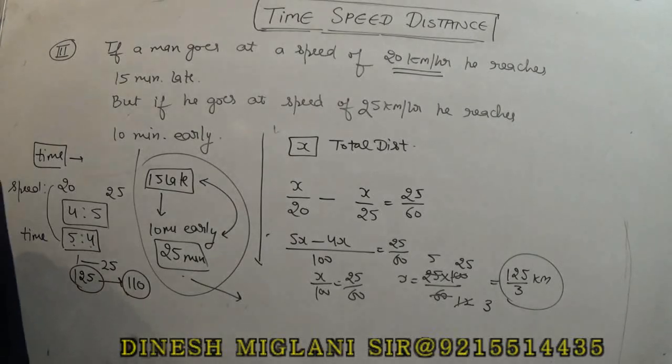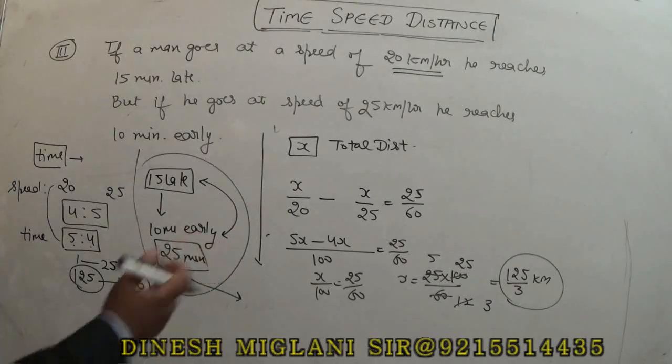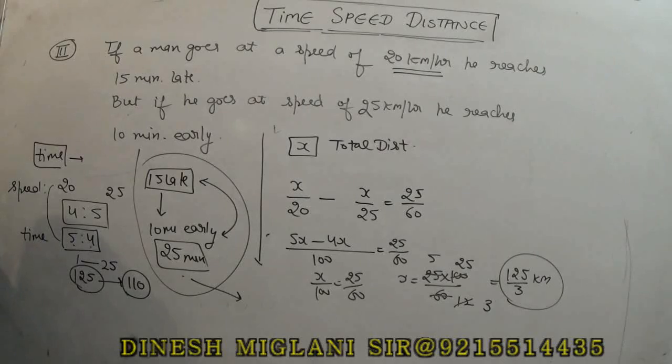I hope the concept is clear. So this is an introduction to our topic time, speed and distance, in which we have learnt how to use the concept of time and speed. Our formula is distance is equal to speed into time. We just learnt how to use this concept.